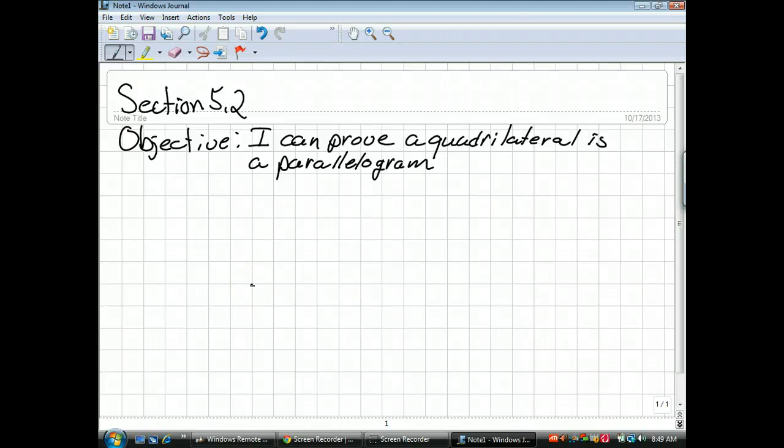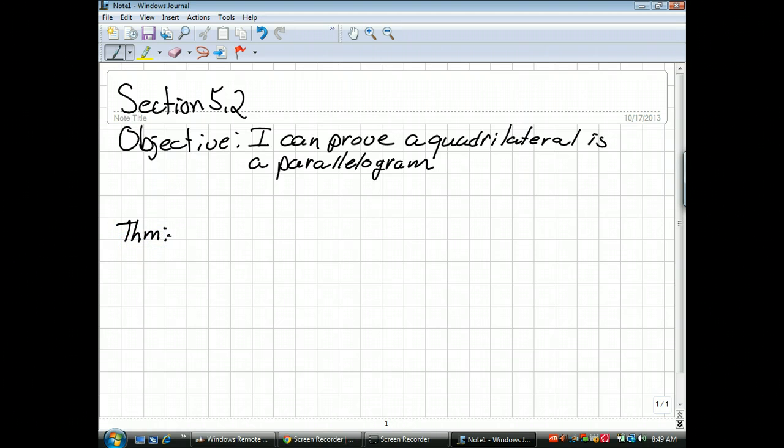Section 5.2, our objective today is I can prove a quadrilateral is a parallelogram. And so first I'm going to give you the theorems that allow us to prove it, and then we'll look at some actual examples.